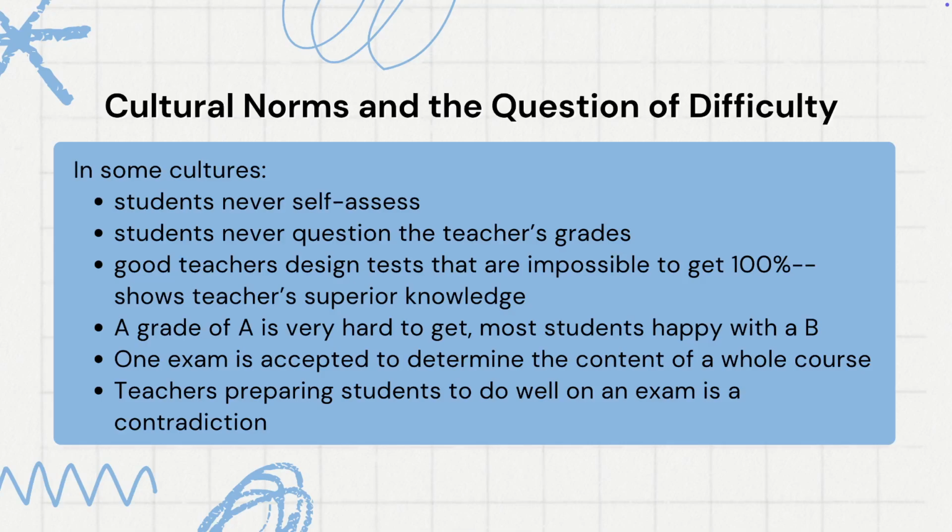It's very rare to get 100% once you got to junior high school, because it shows the teacher's superior knowledge, and it also shows you have to be an expert to get 100. A grade of A is very hard to get. In some cultures, most students are happy with a B, similar to where I grew up. In some cultures, one exam is accepted to determine the content of the entire course. And in some cultures, a teacher preparing students to do well on an exam is actually a contradiction. The teacher won't prepare the student; the student has to do that on their own. Now, some of these are in direct contrast to what we want in our classroom, but just something to be aware of. In Taiwan, maybe some of these are also true, maybe not.